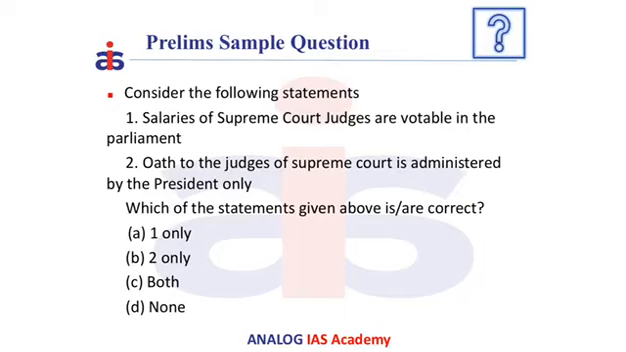Now let us solve this question. Consider the following statements. Salaries of Supreme Court judges are votable in the Parliament. Oath to the judges of the Supreme Court is administered by the President only. The correct answer is D, none. As we have discussed, the salaries are charged on the Consolidated Fund of India, therefore they become non-votable.